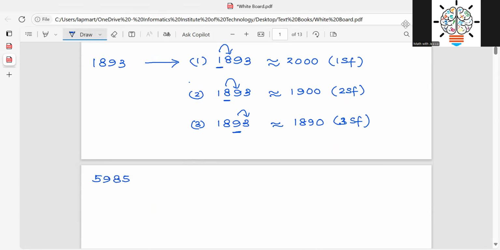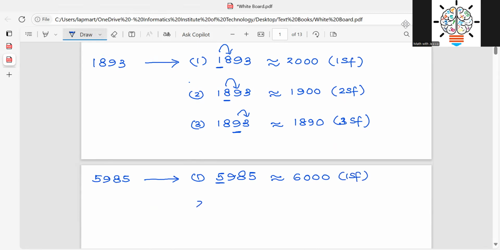5985, right? So this one, how do you do? The first one, 5985. I underline the first significant figure. So then the next one is more than 5. So then this becomes 6000. And inside the bracket, I write 1SF.